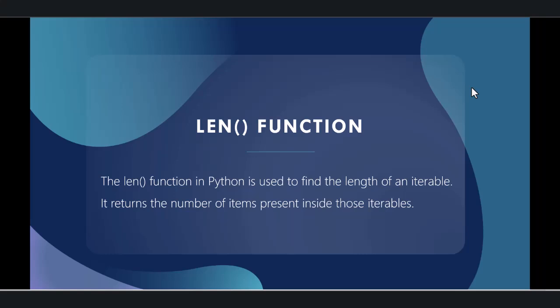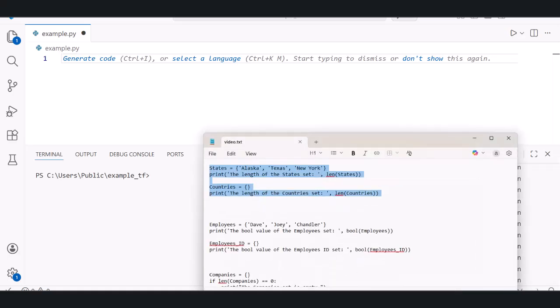The len function is used to find the length of an iterable. By using this function, we will find the length of the iterable. It returns the number of items present inside those iterables. After counting the number of items, it will return the total number. We will see how this function helps us to know whether the set is empty or not. I'll explain you with an example.